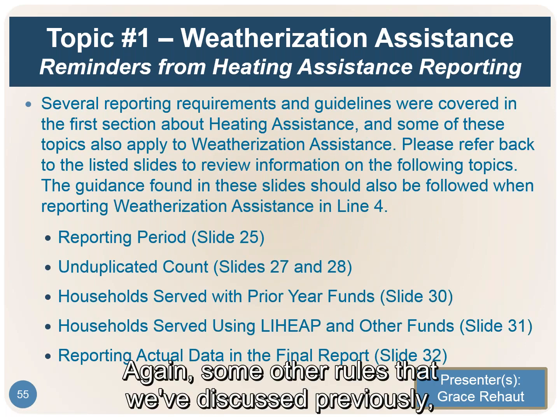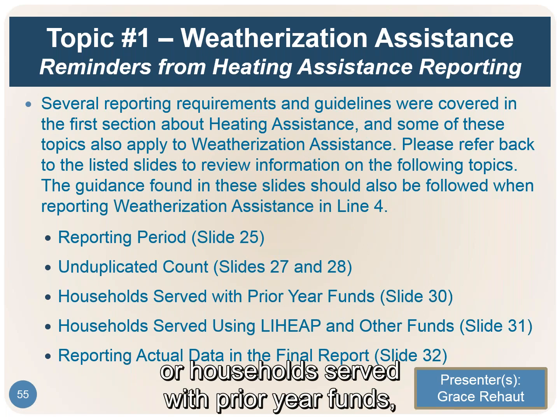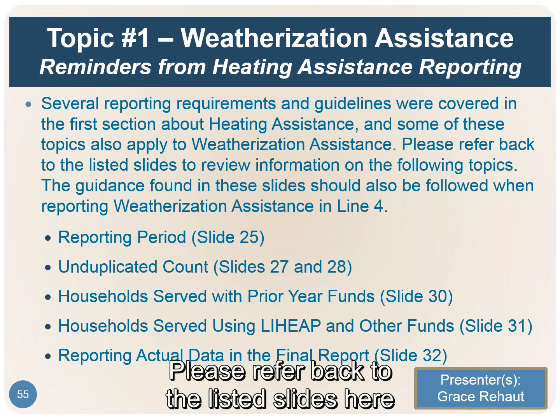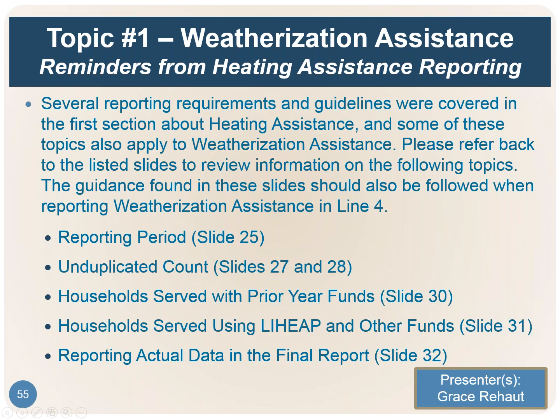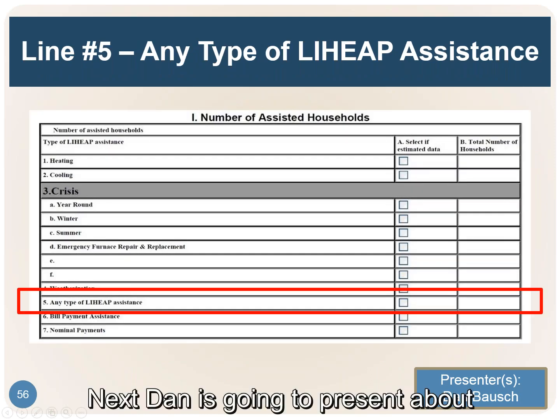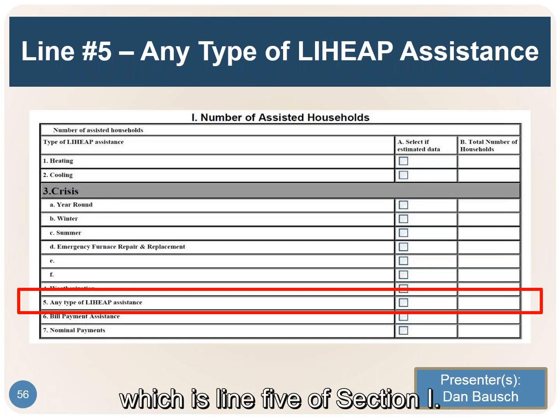And again, some other rules that we've discussed previously, such as the rules about unduplicated counts or households served with prior year funds, do apply again to weatherization assistance. So please refer back to the listed slides here to review information on those topics. And next, Dan is going to present about the any type of LIHEAP assistance line, which is line 5 of section 1.